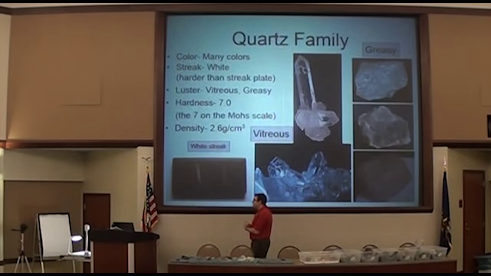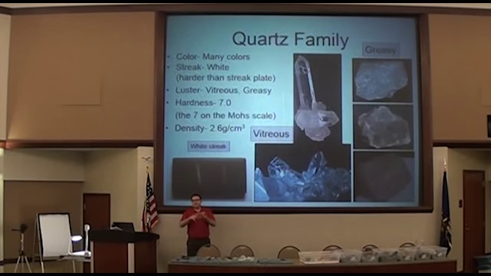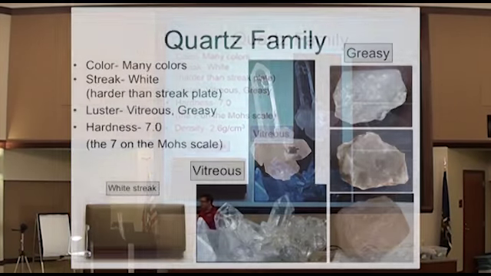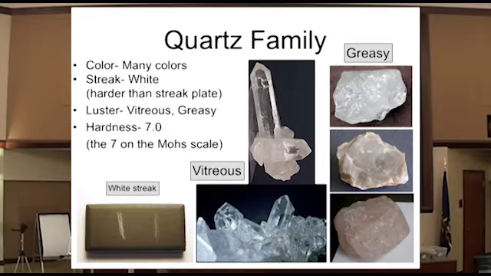Okay, so I'm going to talk about the quartz family as a group because they're all the same mineral and they share most of their properties. Quartz is number 7 on the Mohs scale of hardness, so it's pretty hard. It's one of the hardest rocks in your kit. Its streak is white, sort of. It's actually harder than your streak plate, so if you scratch it on your streak plate, you're really powdering the streak plate instead of the quartz. But its streak would be white if you had a harder streak plate.